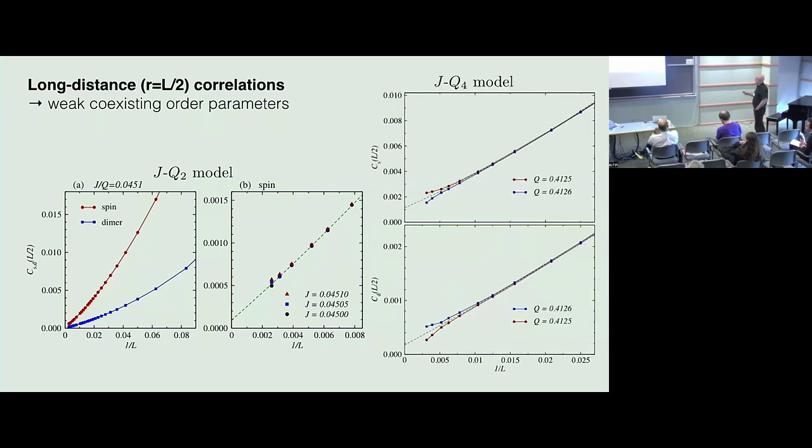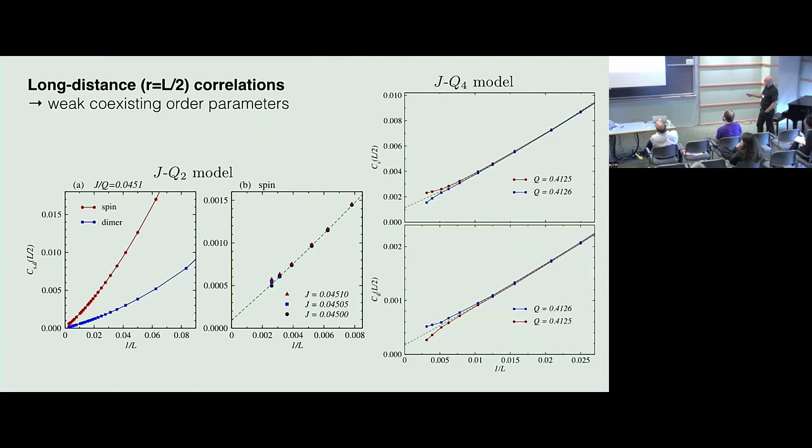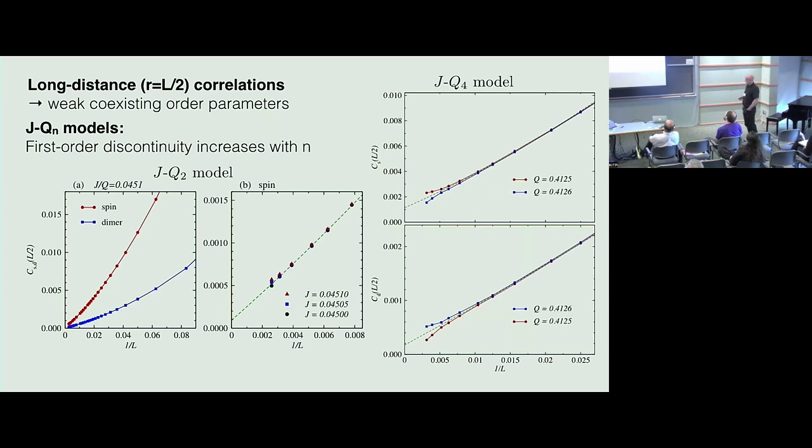Now, if we go to the JQ4 model as an example, where, for example, this value here is a little bit larger. You see here it's like 10 times larger, and maybe here it's more clear that the red point is a bit on the ordered side, because this is the spin correlation function, and it starts to level off there. Here it dives down. Okay, so from this we see that these JQn models have increasingly strong first-order transitions as a function of n, but even for n equals 4, they are still what I would say quite weak first-order transitions.